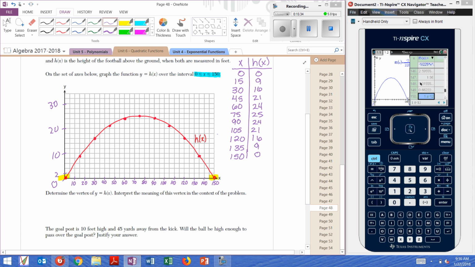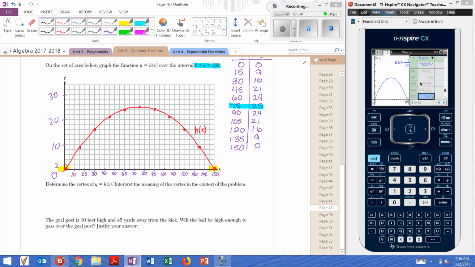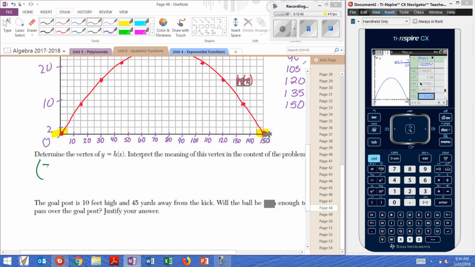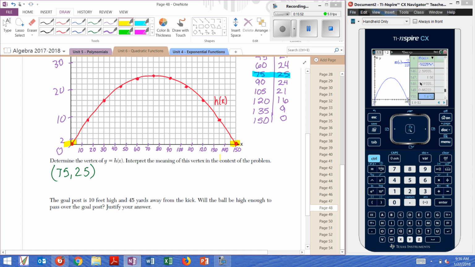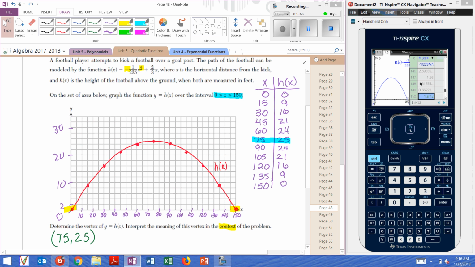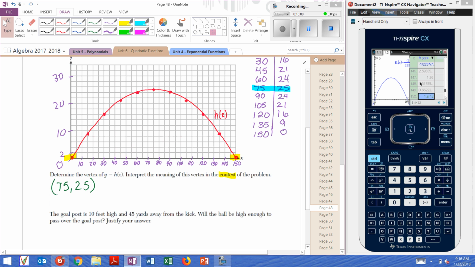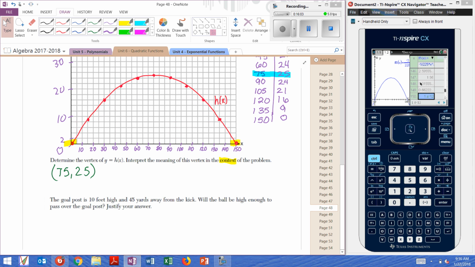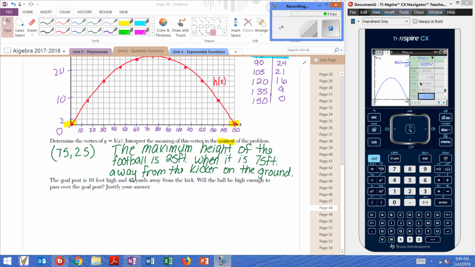Okay, so determine the vertex. Well, that's the point where everything turns back around. That's the point 75, 25. So let's list that here. So we are going to determine it: 75, 25, and interpret the meaning in terms of the context, which means we need to use words. So 75, is this yards, feet? Feet. Okay, so after 75 feet horizontally, the ball is 25 feet in the air. So the explanation would be the maximum height of the football is 25 feet when it is 75 feet away from the kicker on the ground. Notice how I talked about the football, I talked about units. You have to discuss all these things when it says in the context of the problem.